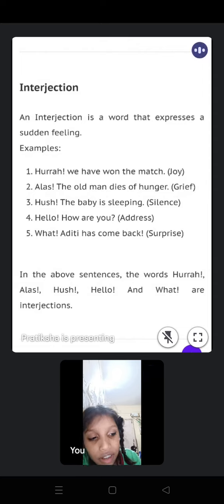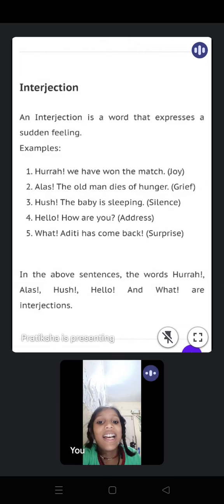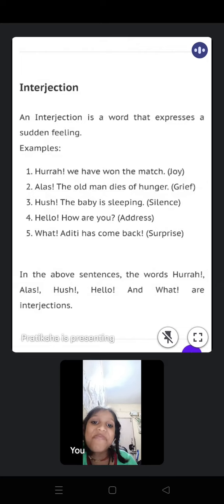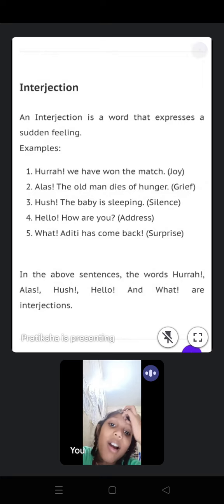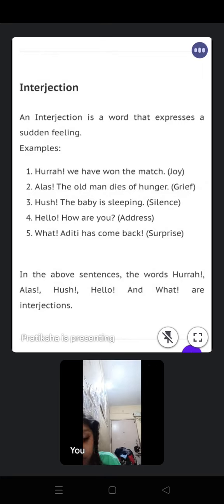Okay, write five, all five examples. E.g. colon, write it first. And also don't forget to give the exclamation mark. What is given after hooray? Exclamation mark. Okay? Continue. E.g. two, colon.